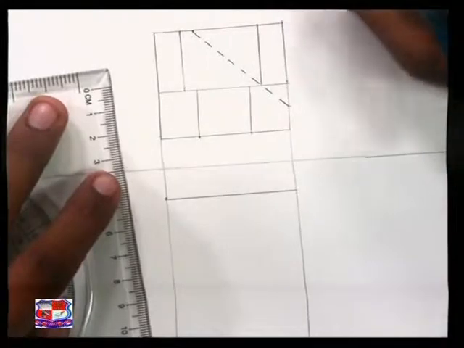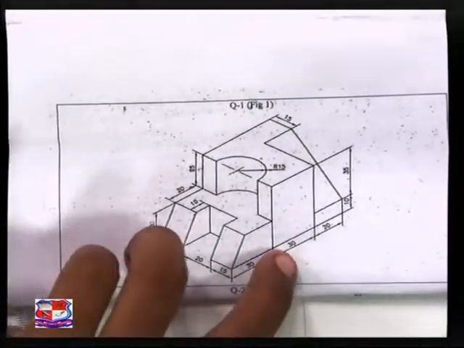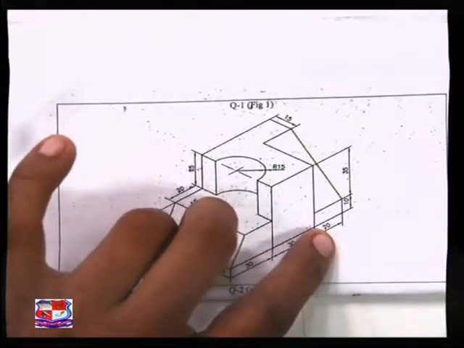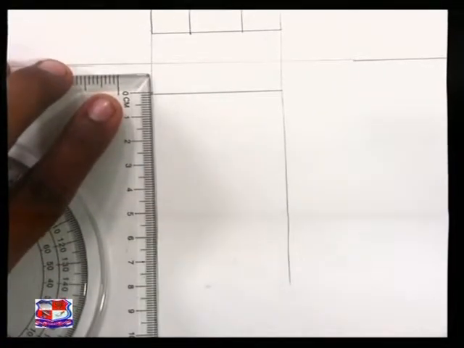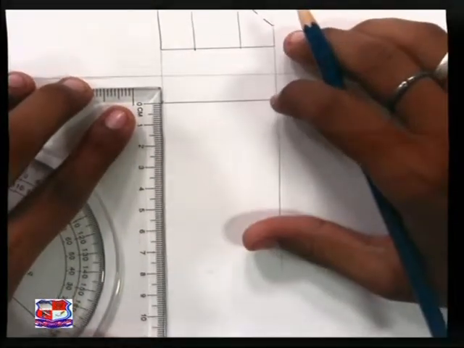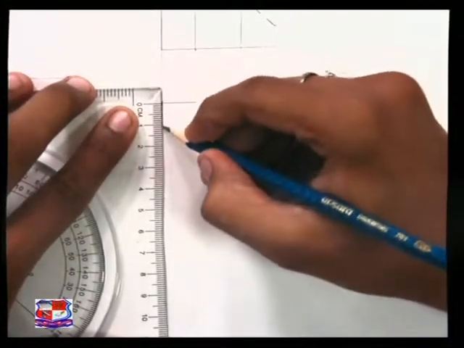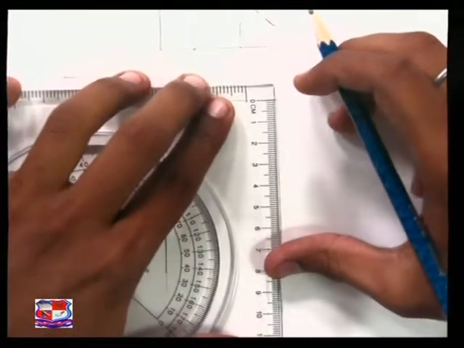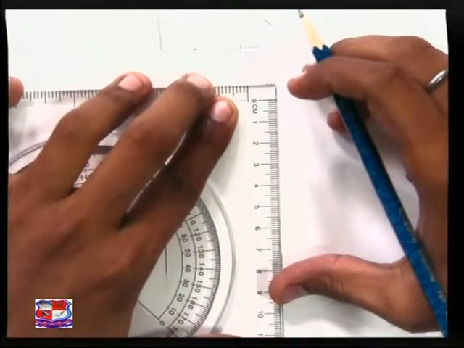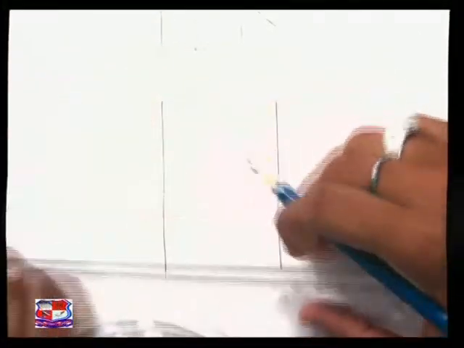Now the total length is given, as you can see, 30 plus 30 plus 20. Total length is 80 mm. So we will draw a line of 80 mm. Again same procedure, you just need to be perfect while drawing the lines. If you draw an inclined line, you may not get proper projections.